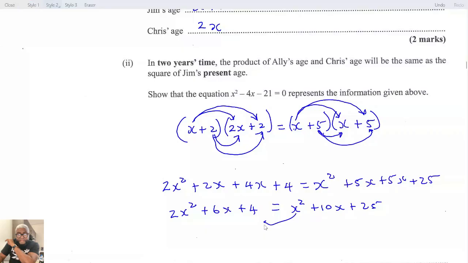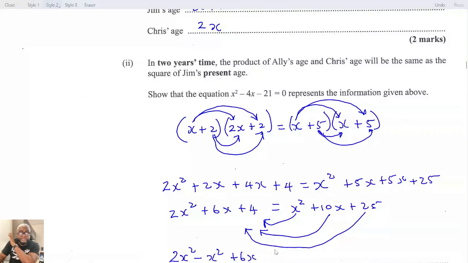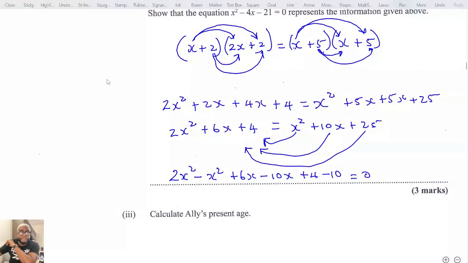So we start to move everything. Everything coming on this side. So there we go. This will be 2x squared minus x squared plus 6x minus 10x plus 4 minus 25 is equal to 0. Everybody good there? Where did I get 10 from? 5 by 2, 10, and 25.